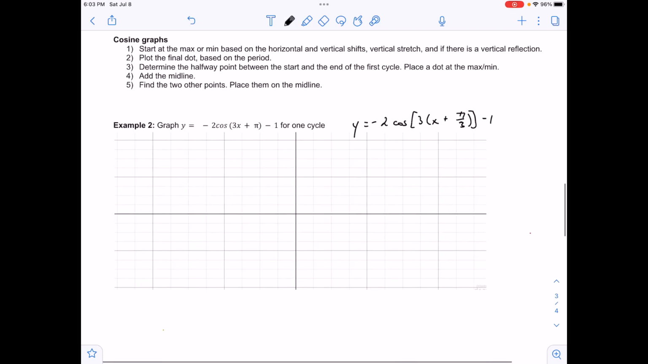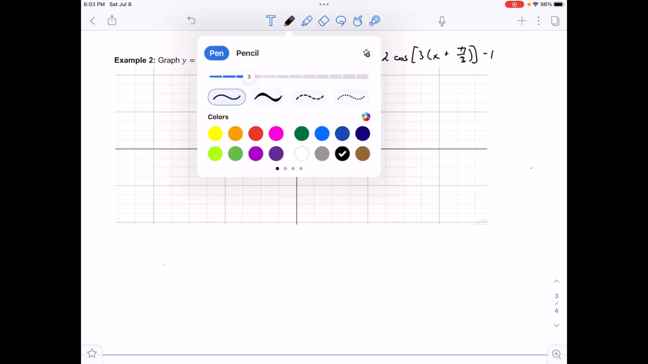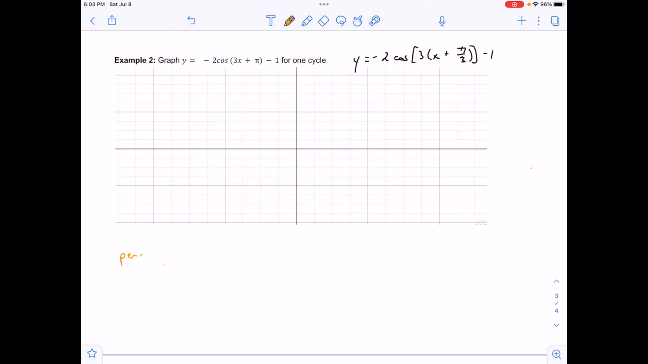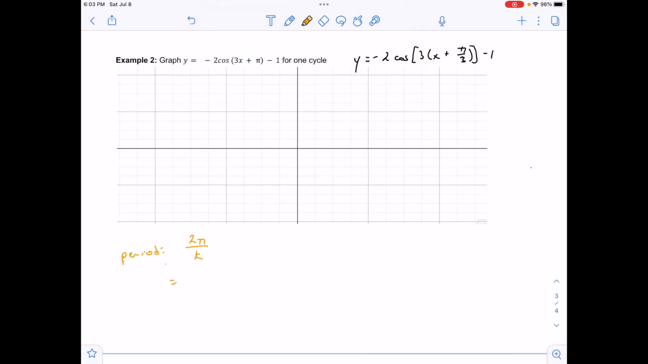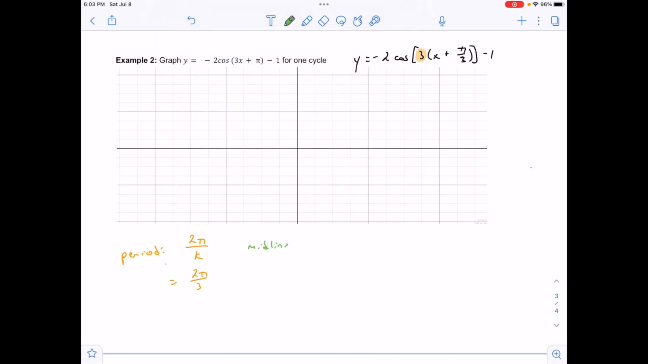Let's figure out a couple key pieces of information here from our function before we move on to anything. Okay, we'll start with the period. Period was 2 pi divided by k, and in this case our k value is 3. So our period is going to be 2 pi over 3. We can find our midline. That was at y is equal to h. H in this example is -1.